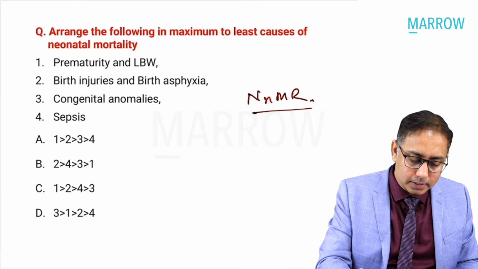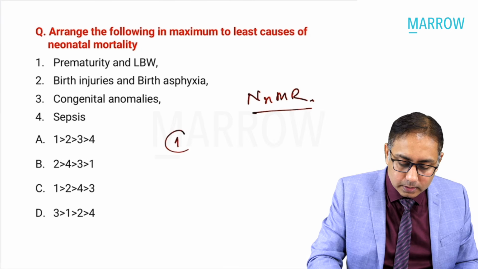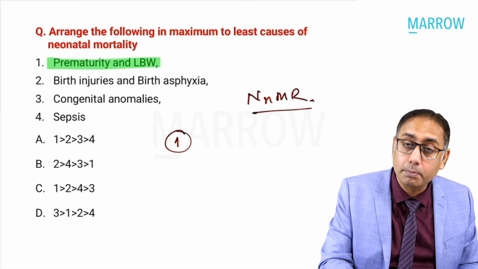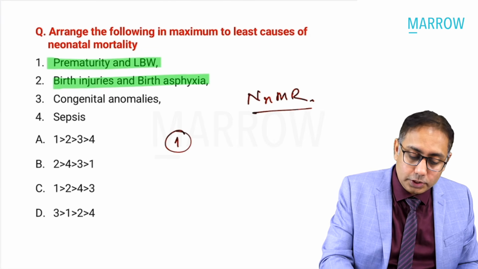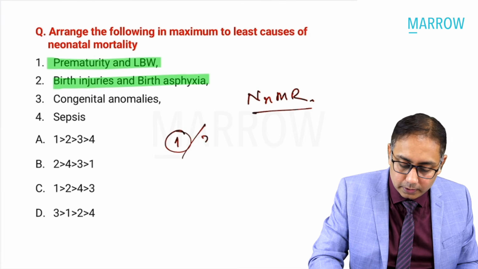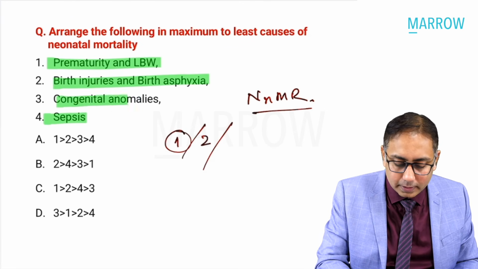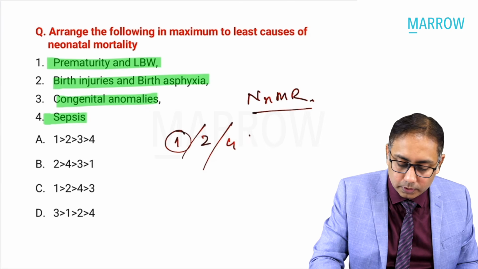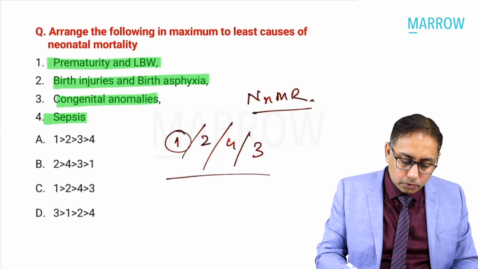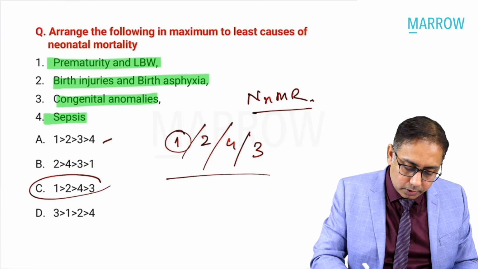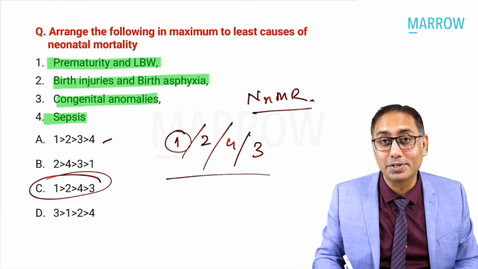So if you understand this, what is the best answer over here? Direct question, direct answer. You would like to answer 1 as the most important cause. So that is cause number 1. Then you have birth injuries and birth asphyxia. So then you have 2. And then you have sepsis as slightly more common than the congenital anomalies, then 4, then 3. So I think you should be marking 1, 2, 4 and 3 as your best answer over here.